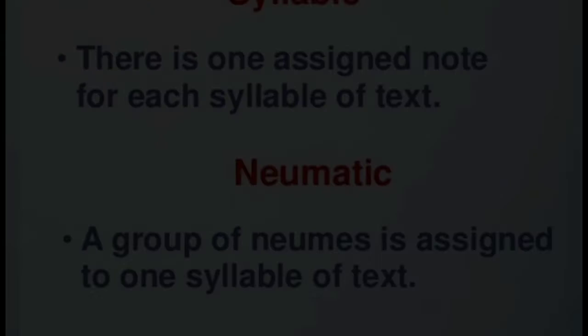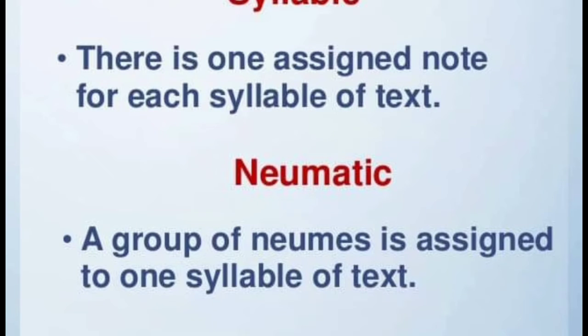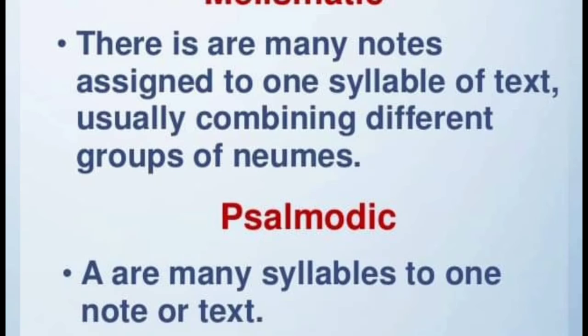Text settings. Syllabic: there is one assigned note for each syllable of text. Neumatic: a group of neumes is assigned to one syllable of text. Melismatic: there are many notes assigned to one syllable of text, usually combining different groups of neumes. Psalmodic: there are many syllables to one note or text.